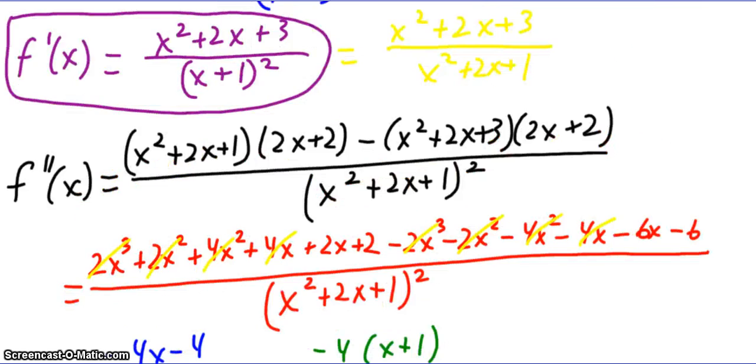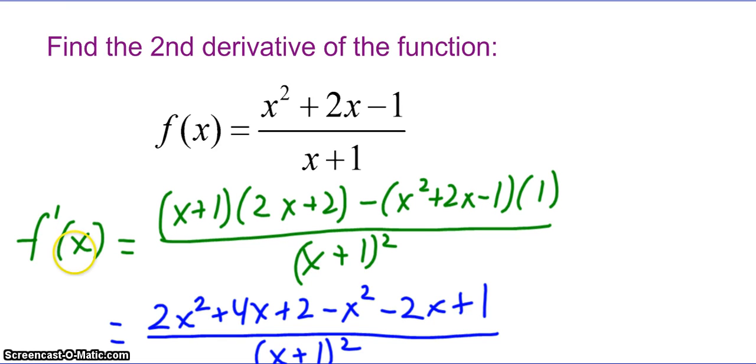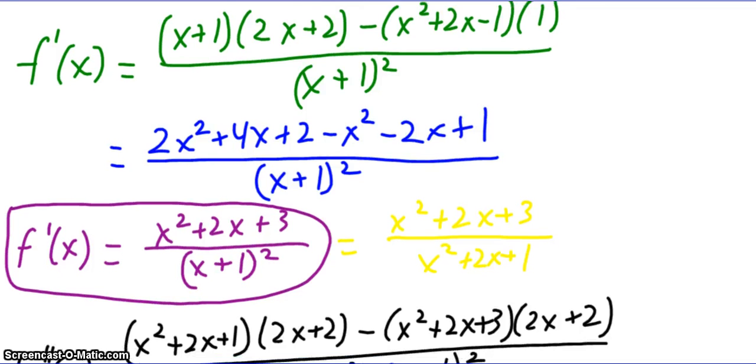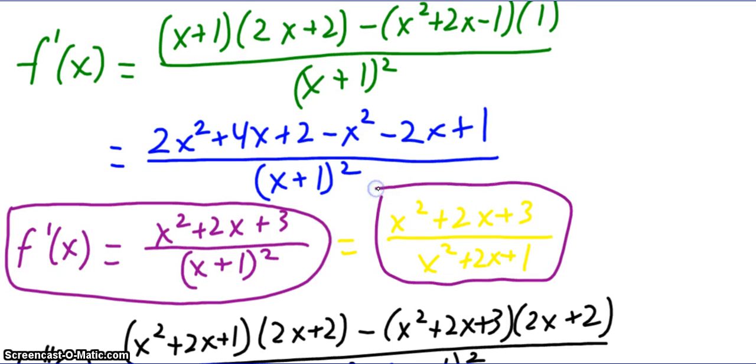Now, if you didn't get that, let's look at the work. So, first derivative, quotient rule. Bottom times the derivative of the top minus the top times the derivative of the bottom over the bottom squared. Multiply out the numerator. So I get 2x squared plus 4x plus 2 minus x squared minus 2x plus 1. Combine like terms, and then the first derivative would be x squared plus 2x plus 3 over the quantity x plus 1 squared. You could also write it as x squared plus 2x plus 3 over x squared plus 2x plus 1. And this is the form that we're going to need to use to take the second derivative.